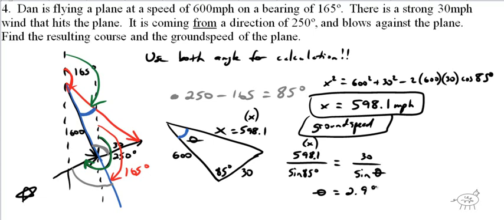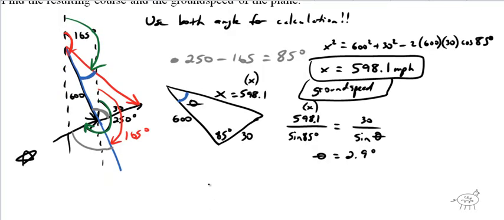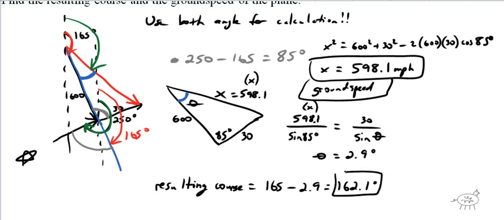So remember, it's your course. So let me move this down just a little bit. Resulting course is equal to the 165, and we're subtracting 2.9 degrees. And so that gives you 162.1 degrees. There you go.